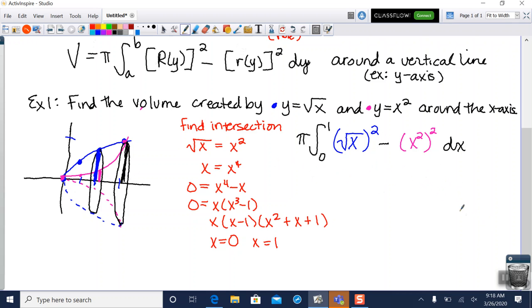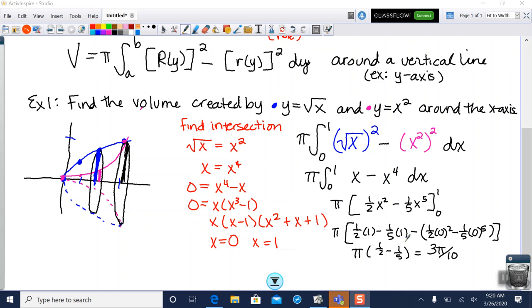So you can go ahead and pause the video and see if you can figure out that integral, and then I'll show you the answer. Okay, so hopefully you worked that out, and you can see that when I've taken that antiderivative, I get this. When I evaluate from 0 to 1, I end up with an answer of 3 pi over 10.